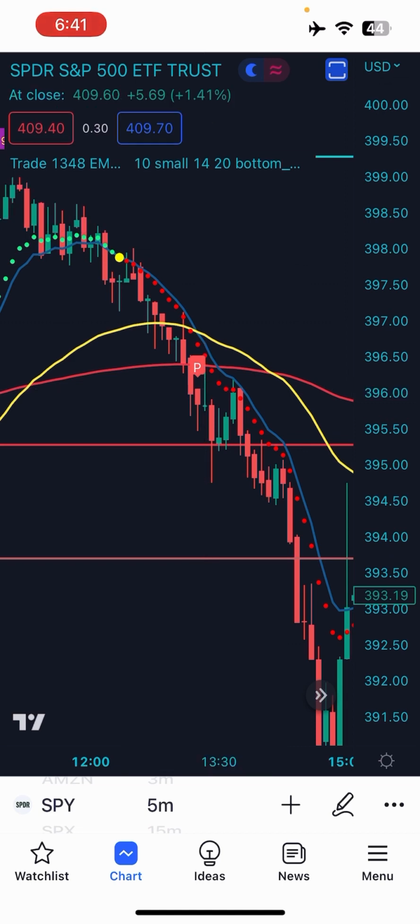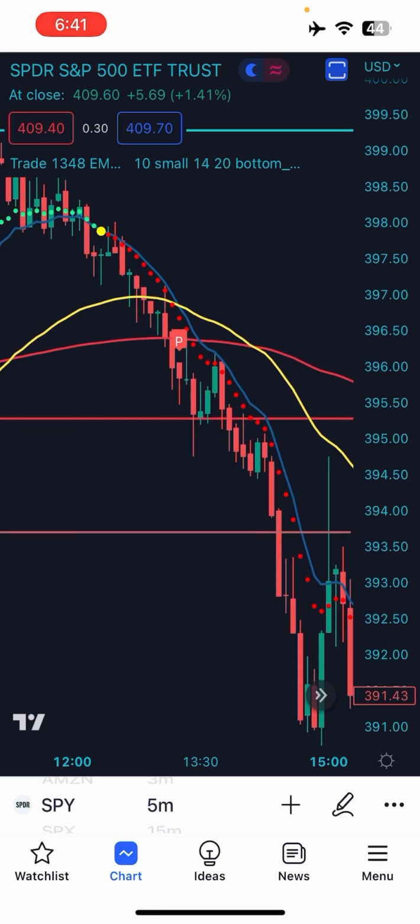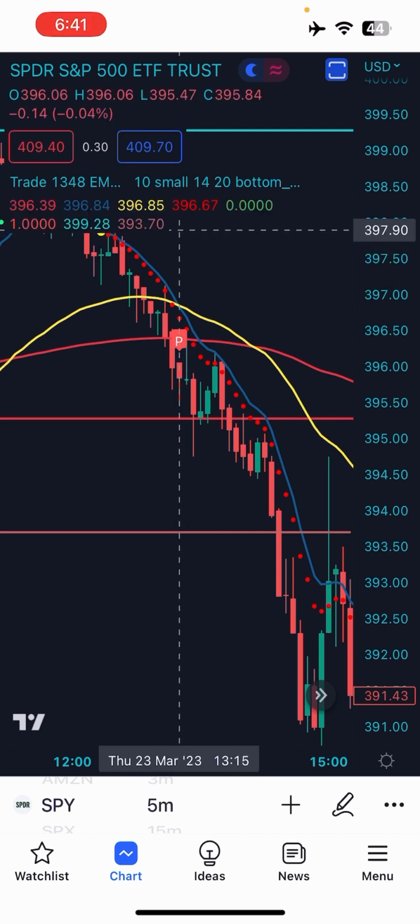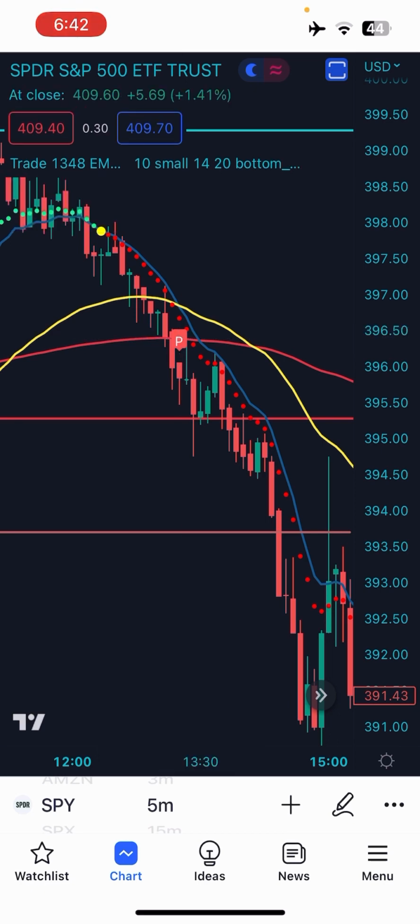So we have the crossover, right? But now we have the opposite. We have the 13 line going below the 48 line. So the blue line going below the yellow line, right? That's a put signal, right? You have that signal right here. You can see that right here, right? You have that put signal, but you have that 200 EMA right there.